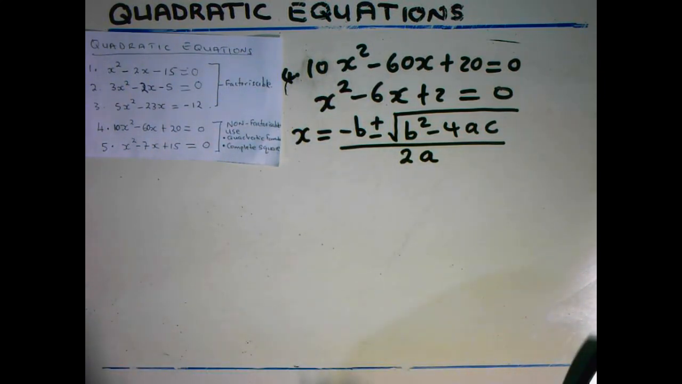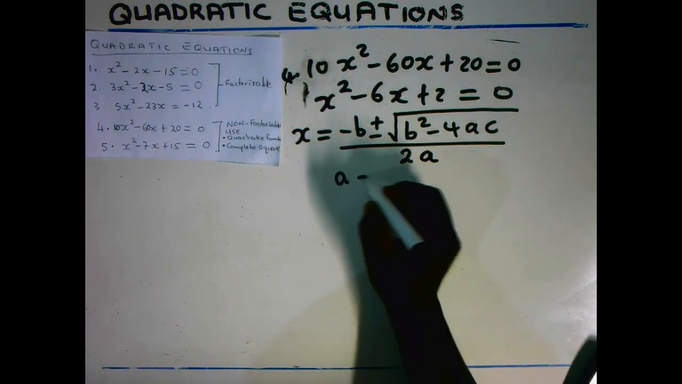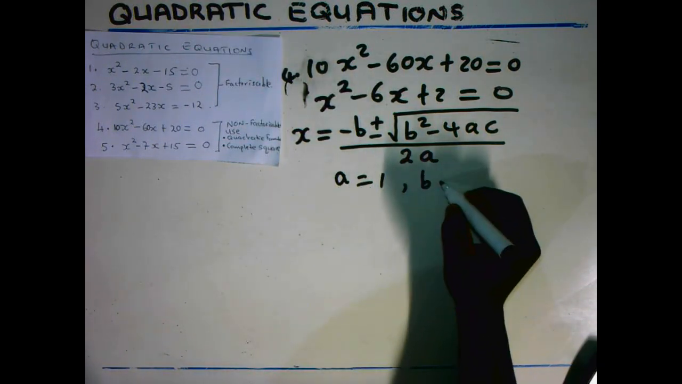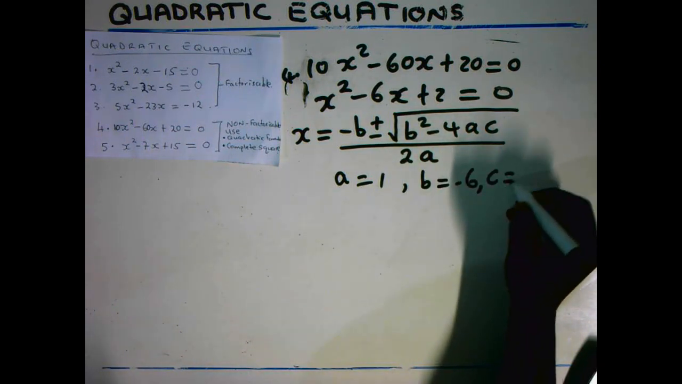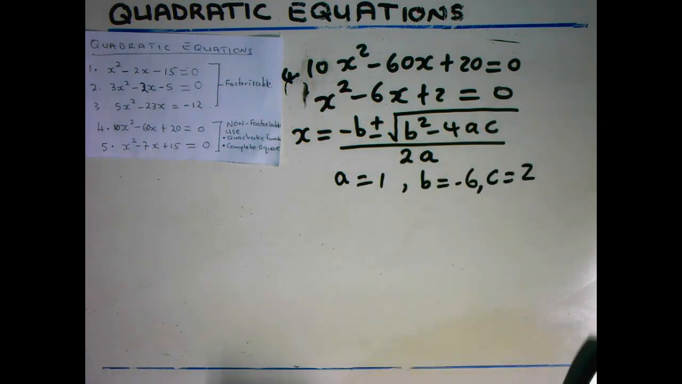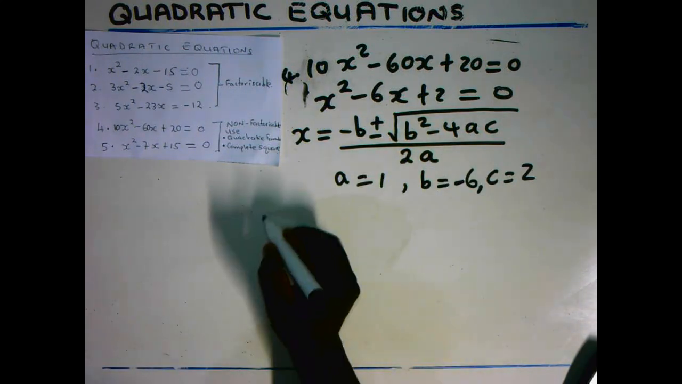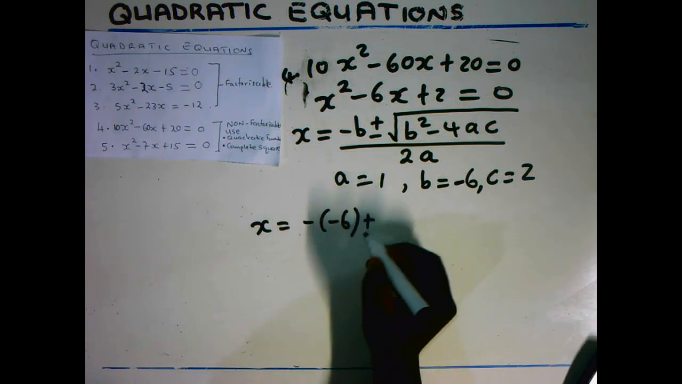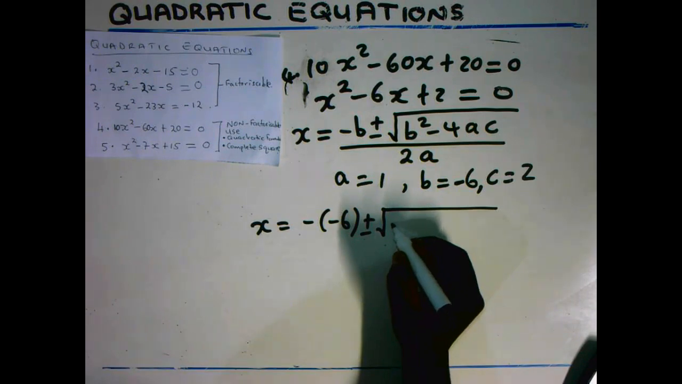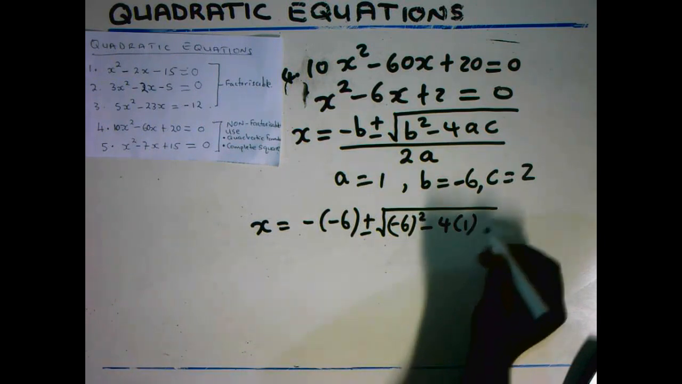So with this formula, the most important thing is to identify what is your a. So a is the coefficient of x squared. In this case, our a is equal to 1. Our b is the coefficient of x, which is equal to minus 6. Our c is equal to 2. You see, that is very, very important. B is minus 6. So we substitute. X is equal to minus 6 plus or minus the square root of b squared, which is minus 6 squared, minus 4ac.